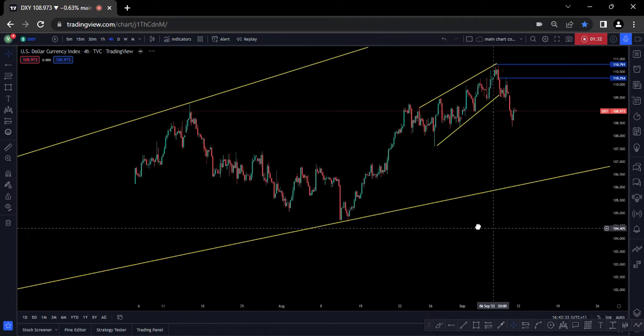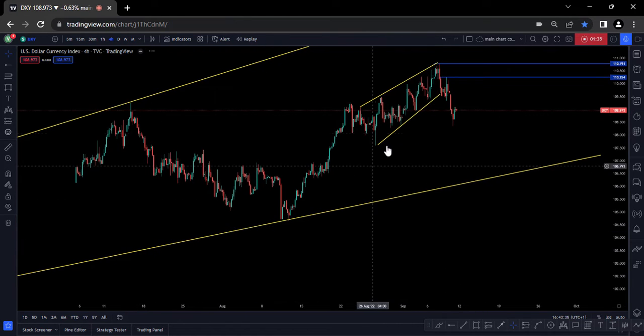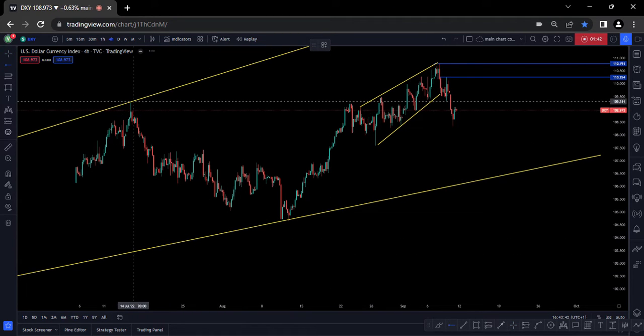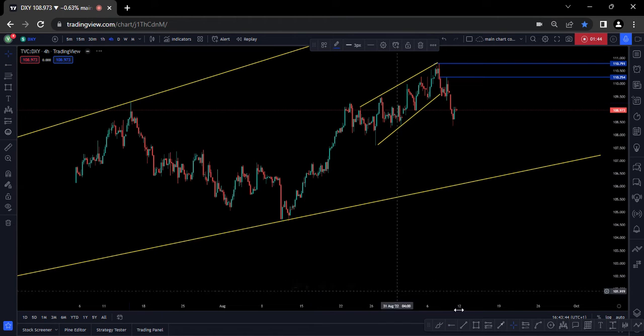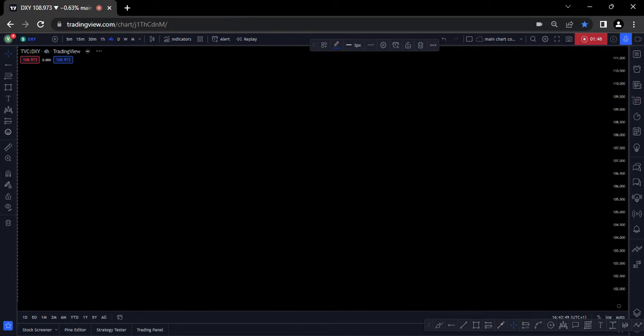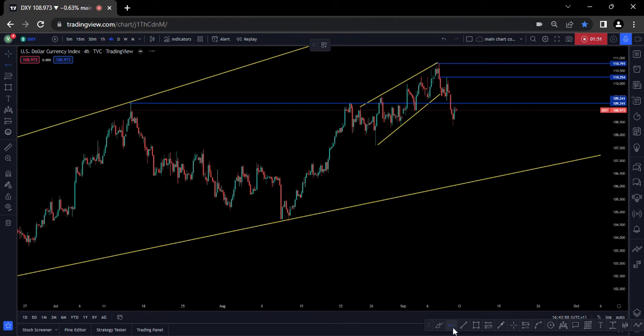It was quite corrective. It actually broke this area of value here. Let me highlight it. Broke this area of value, and correctively moved up, then started impulsing to the downside. So with that being said, let's dive into the main.